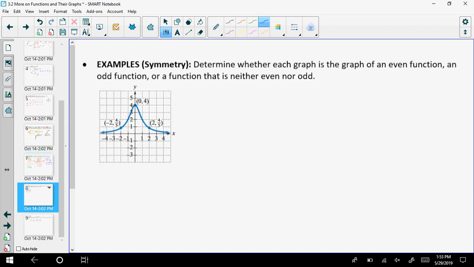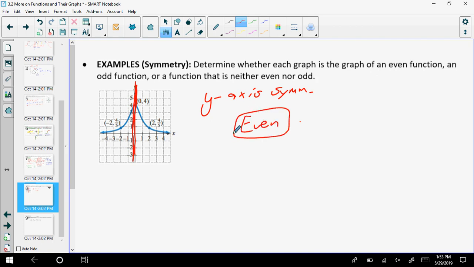Look at this example. Determine whether the graph is the graph of an even function, an odd function, or a function that is neither even or odd. Well, if they give you the graph, this is even easier. What kind of symmetry does this graph have? You should say y-axis, because it's a perfect mirror image on either side of the y-axis. So if it has y-axis symmetry, then that means this is an even function. And it's done.